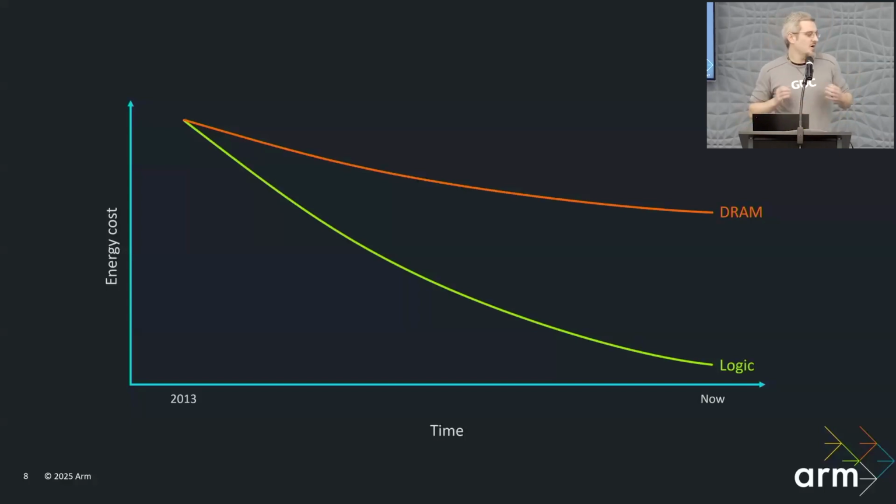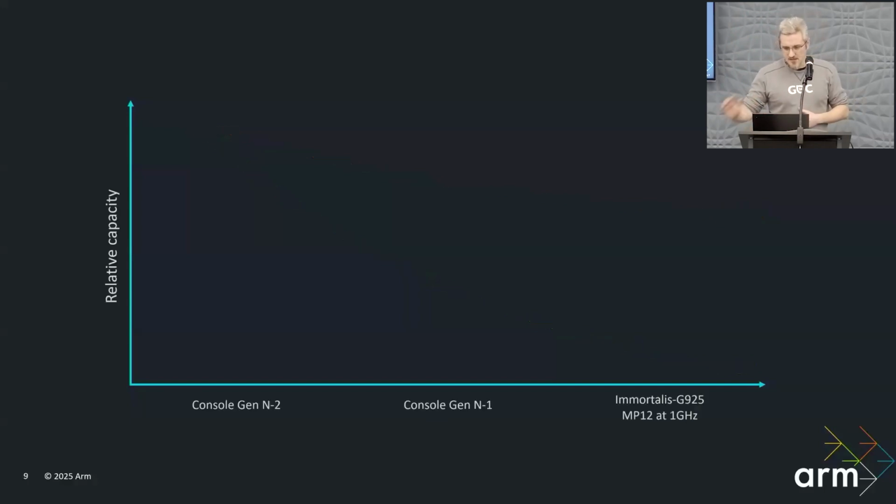So just compound interest over 10, 12 years, the gap between logic and DRAM is widening. When we talk about optimizing for mobile efficiency, especially for a data plane workload like graphics, that's increasingly turning into optimizing for bandwidth, bandwidth, bandwidth, right? Logic is cheap. It continues to get cheaper. It's not free, but over time, bandwidth is becoming more and more significant as a percentage of the power.